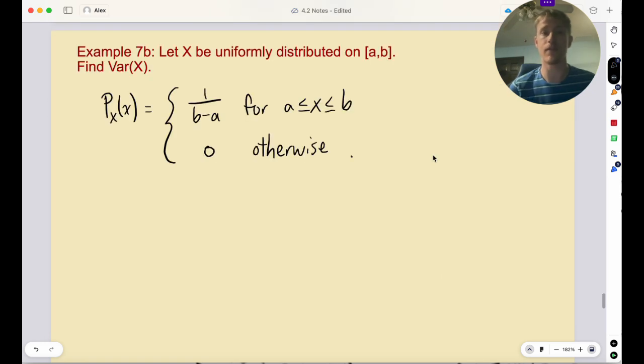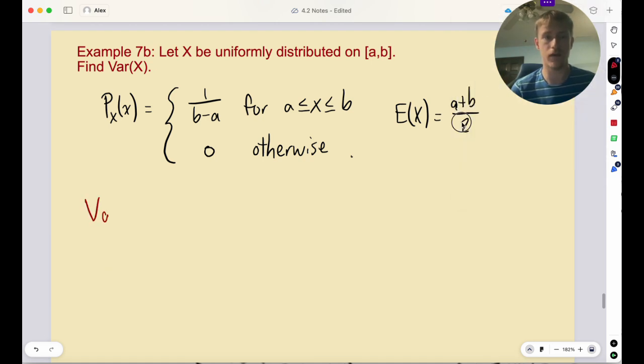All right, so example 7, part B now. Let x be uniformly distributed on a to b. I gave you the PDF again. And this time we want to find the variance of x. And just to remind you, the expected value of x was just the average of the endpoints. So how are we going to do that?